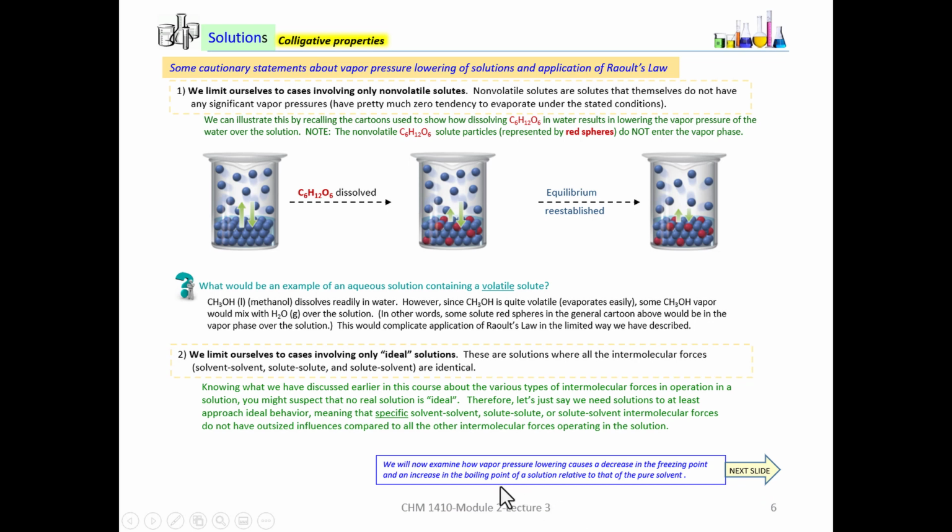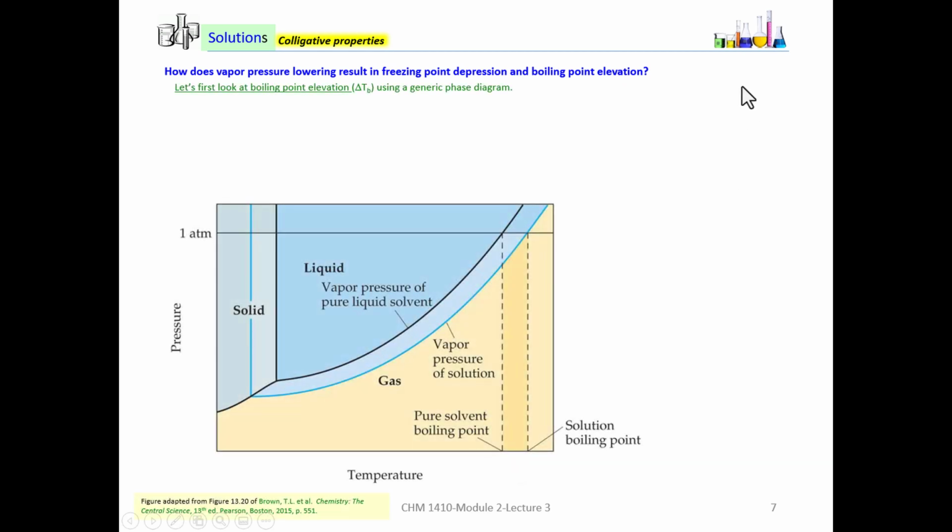Now let's take a couple of minutes to examine how the vapor pressure lowering actually causes a decrease in the freezing point and an increase in the boiling point of a solution relative to that of the pure solvent. So how does vapor pressure lowering result in freezing point depression and boiling point elevation? Well, let's first look at boiling point elevation, and to do that we'll use a generic phase diagram.